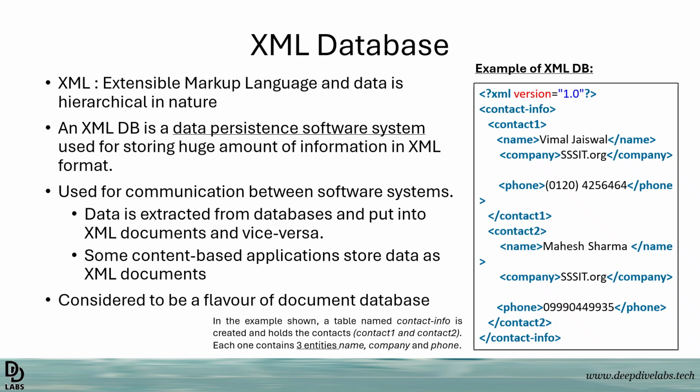Let's take a look at an example of an XML database. Here a table named contact info is created and holds multiple contacts, contact 1, contact 2, etc., and each one contains three entities: name, company, and phone. Here you can see it's hierarchical. Contact info is the table, then you have contacts, and each contact has multiple attributes. This is a typical XML file, and that XML file is essentially what we call an XML DB.